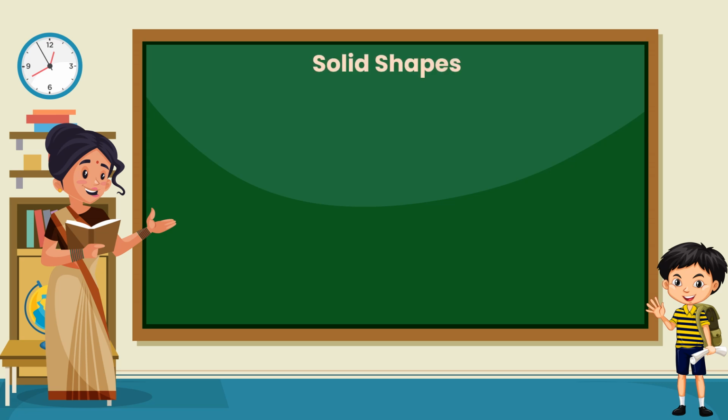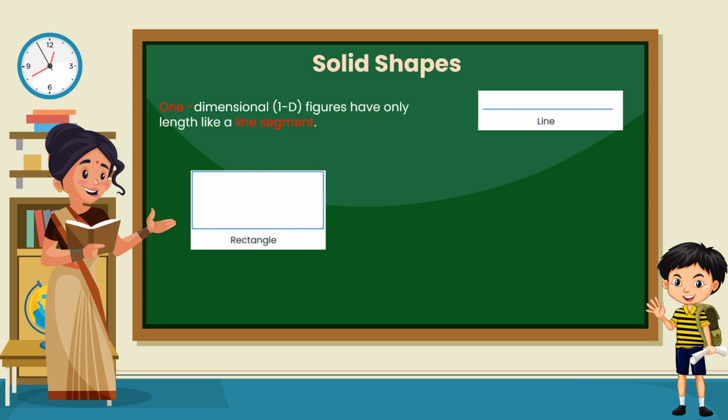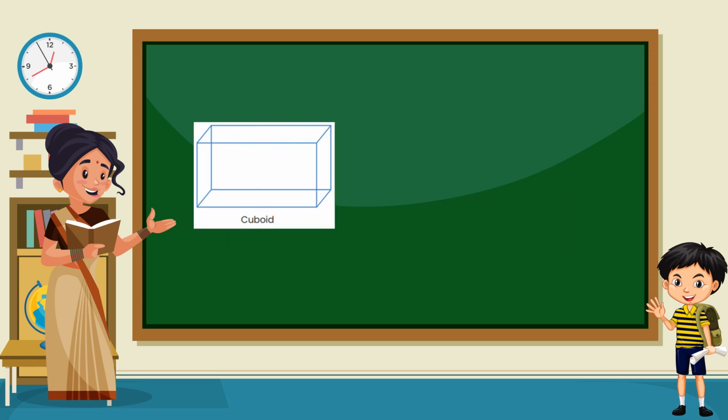Solid shapes. Line. One-dimensional, 1D, figures have only length like a line segment. Rectangle. Two-dimensional, 2D, figures have length and breadth like a rectangle. Cuboid. Three-dimensional, 3D, figures have length, breadth and height like a cuboid.